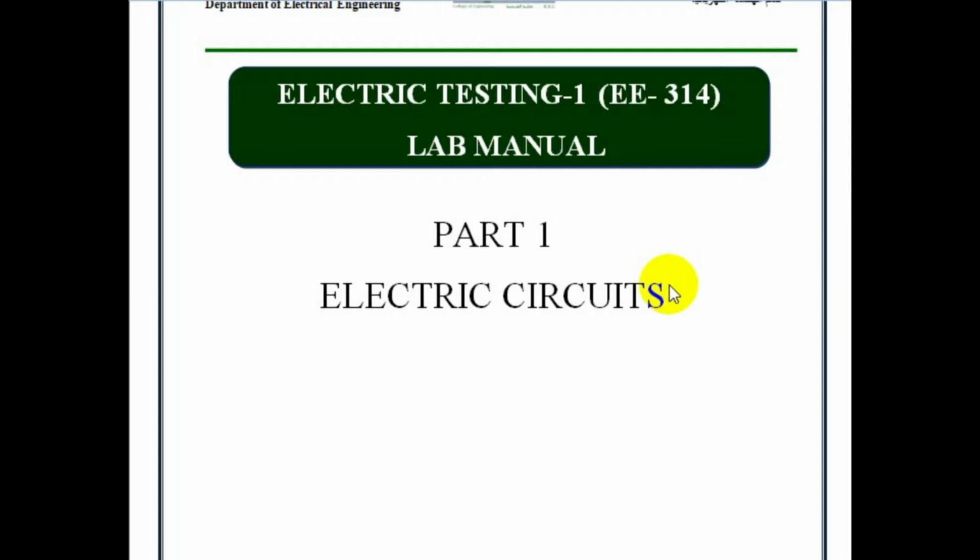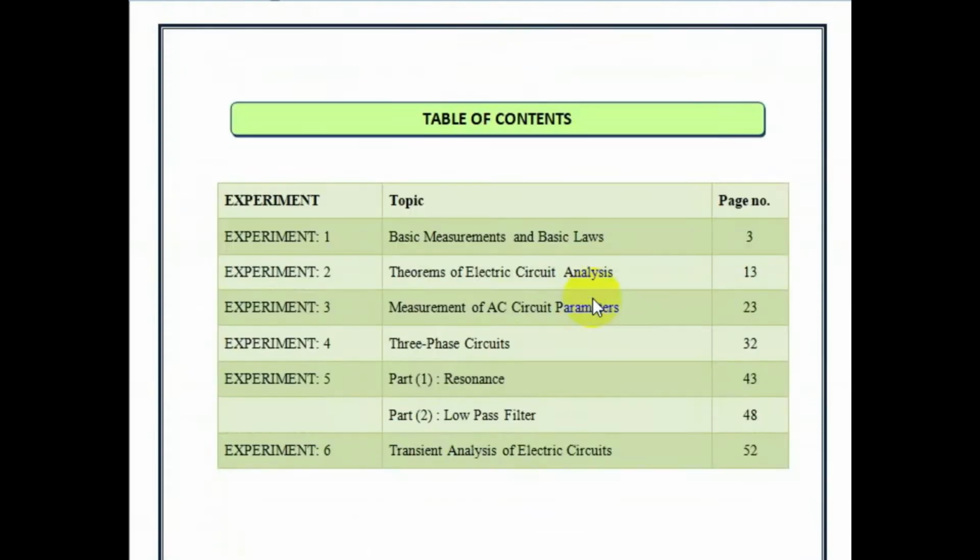Before we start with the first part, in experiment 1 we are going to have basic measurement and basic laws. What are the basic measurements? Current, voltage and resistance measurement, and the basic laws are Ohm's law, KVL and KCL. As you studied in the previous course of electrical circuits, we have to prove the theoretical concept you have studied over there.